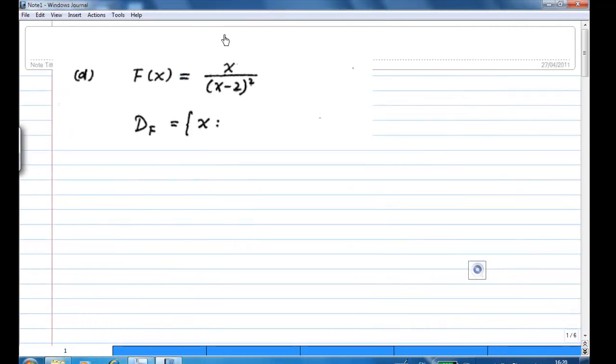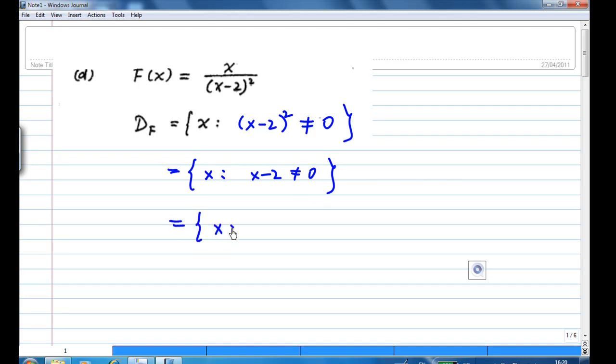Let's continue to find the domain of a function. Let's say f of x equals x over (x minus 2) squared. Since we have a quotient, we must have (x minus 2) squared not equal to 0, right? Otherwise, it will be divided by 0. So as long as (x minus 2) squared is not equal to 0, this is the same as x minus 2 not equal to 0. And this is the same as all the real numbers x not equal to 2.